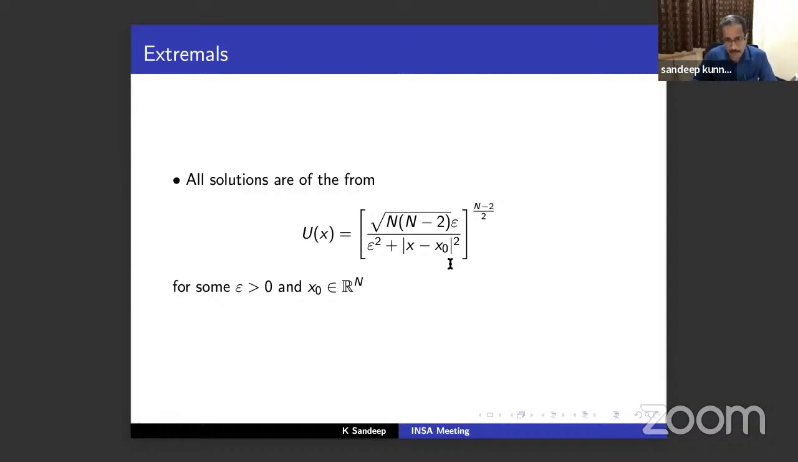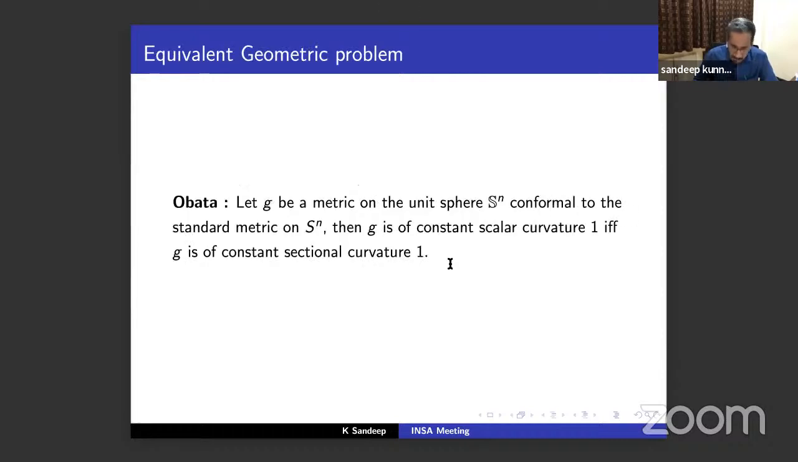This inequality is also closely related to a geometric result of Obata, which tells you: let g be a metric on the unit sphere Sn, conformal to the standard metric on Sn. Then g is of constant scalar curvature 1 if and only if g is of constant sectional curvature 1. In fact, using stereographic projection, you can show that the inequality I stated in Rn is equivalent to this geometric theorem of Obata about conformal metrics.